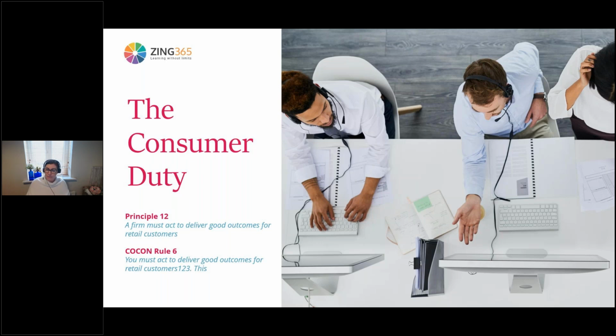Now, that means that individuals are now accountable for delivering good outcomes to retail customers. So not just the firm overall, it's also the people operating, carrying out regulated activity within the firm as well. So it puts the onus on the individual as well to make sure we're achieving those good outcomes.